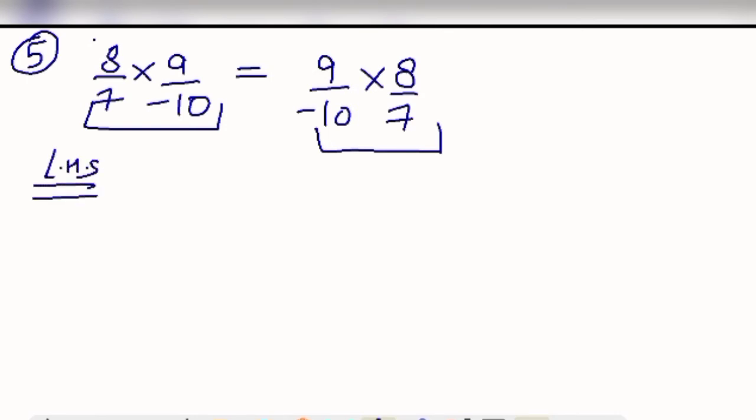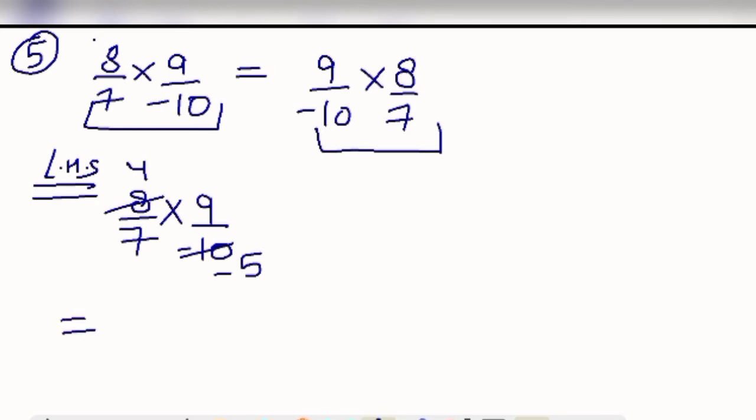Okay, so calculate left hand side. Left hand side is 8 upon 7 multiply 9 upon minus 10. Numerator and denominator both are divisible by 2. So cut them. 2 4s are 8. 2 5s are 10 of minus sign. Okay. Now what do you have? 4 9s are 36 upon 7 5s are 35 of minus sign.